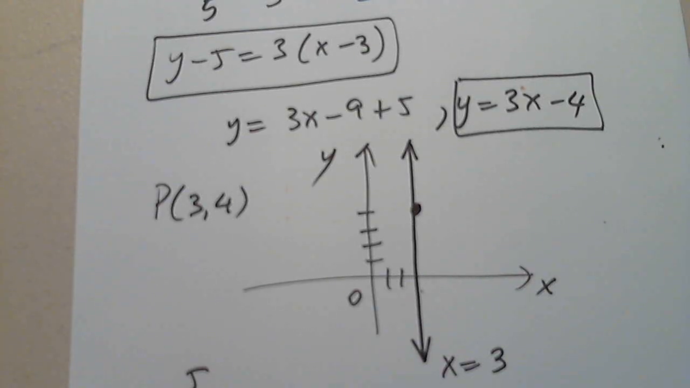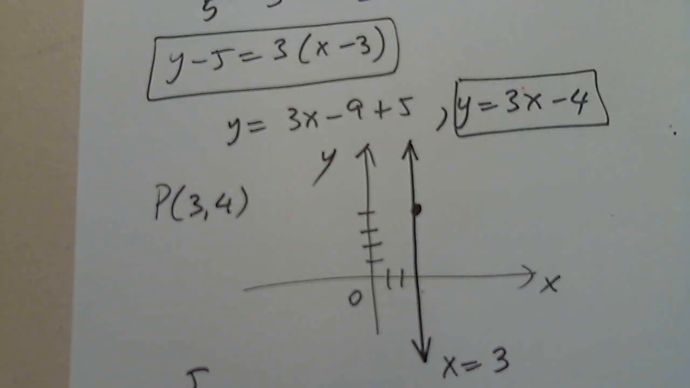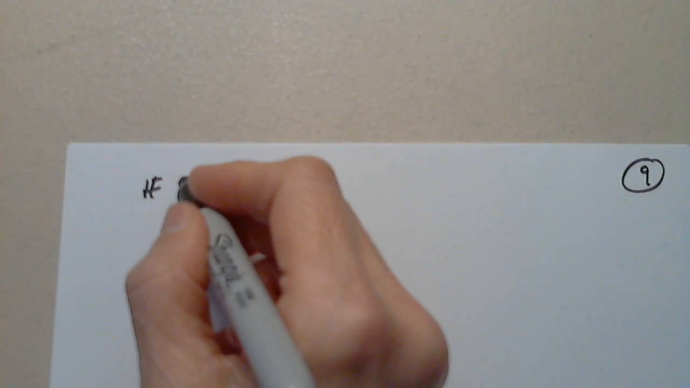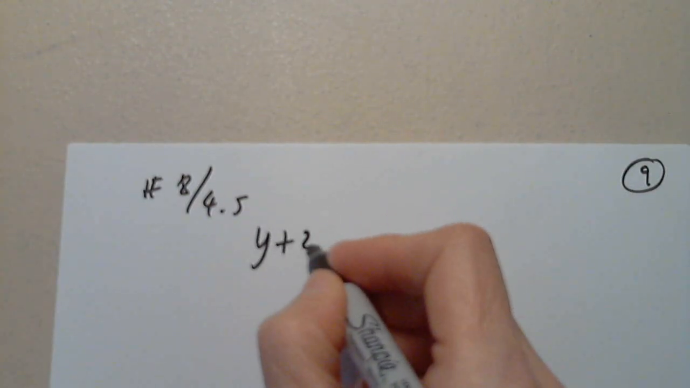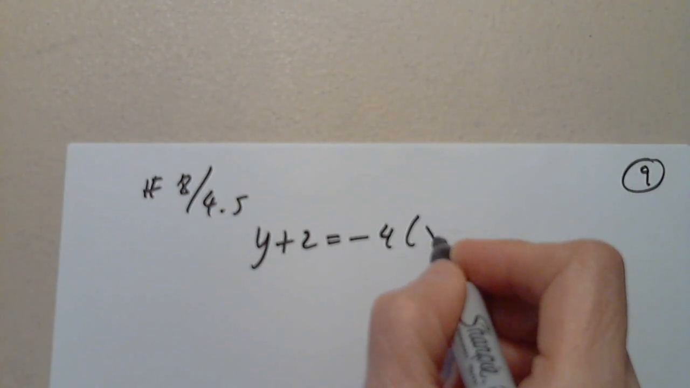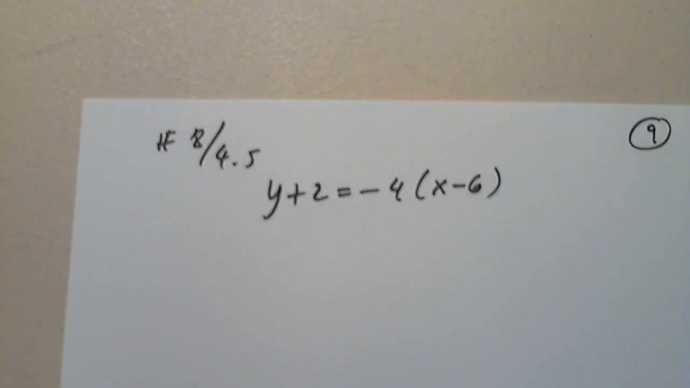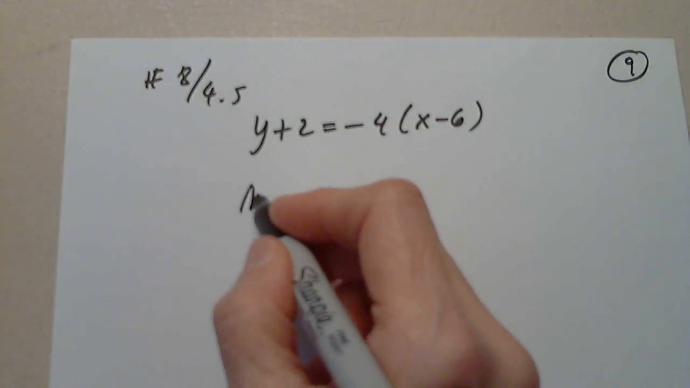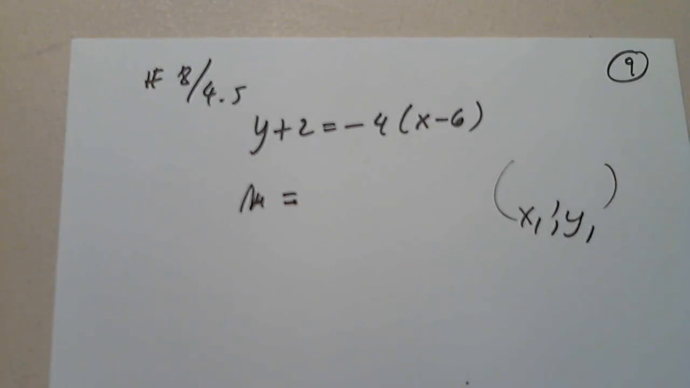Okay, let's do one more. So let's also work on number 9. On number 8, sorry. So we're working on number 8 in 4.5. And we have y plus 2 equals negative 4x minus 6. So they're giving us this equation, and they're asking us two things: to identify the slope and to identify the x1, y1 that was used to determine this equation.